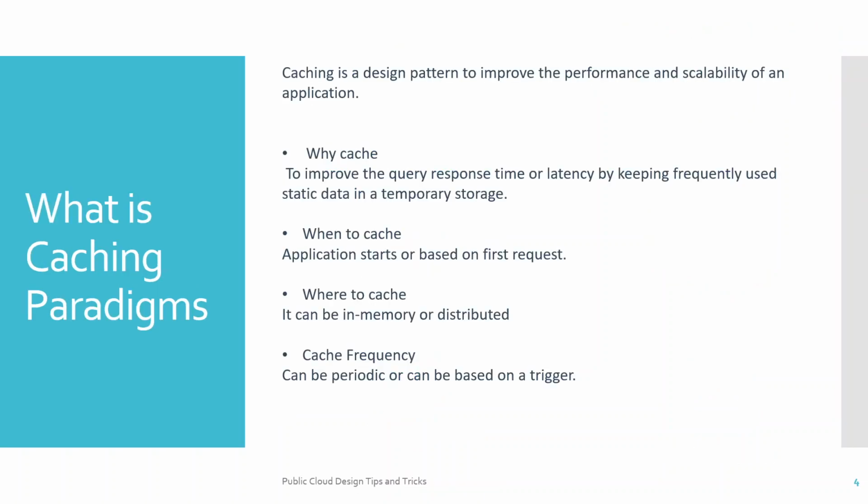Now, what are the paradigms of caching? Caching is a design pattern to improve the performance and scalability of an application. Why cache? To improve the query response time or latency by keeping frequently used static data in a temporary storage. When to cache? When the application starts or based on the first request. Where to cache? It is based on your design. It can be in memory or distributed. What should be the cache frequency? It can be periodic or based on an event.